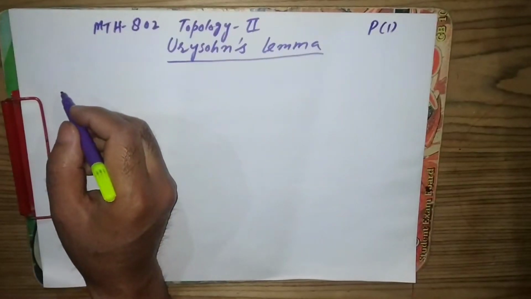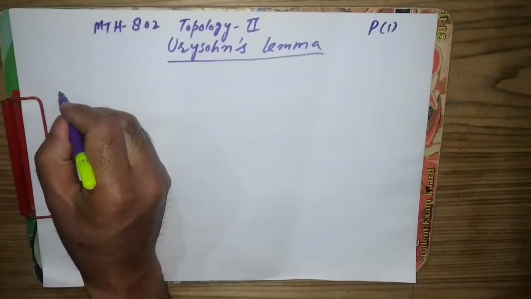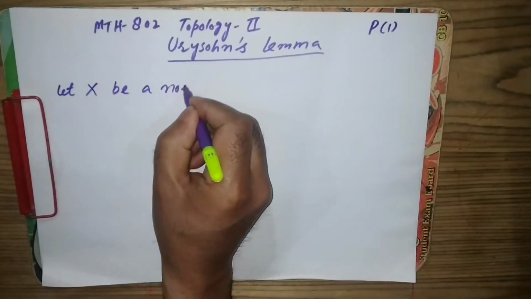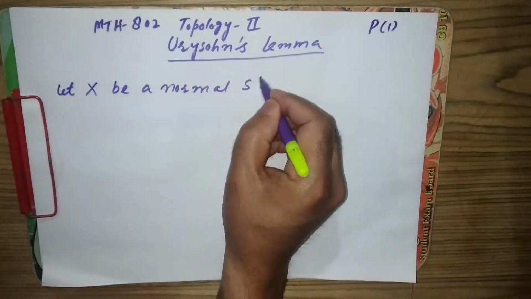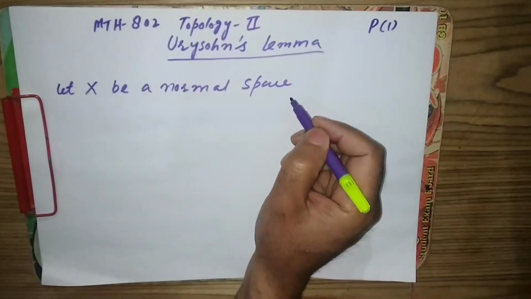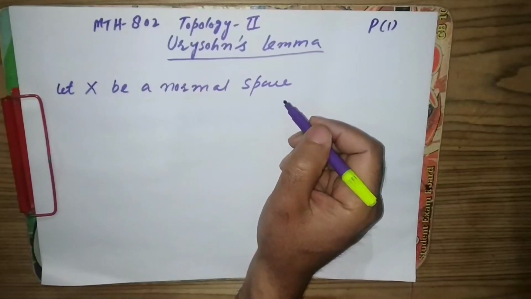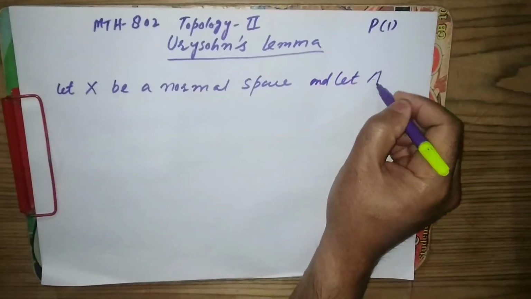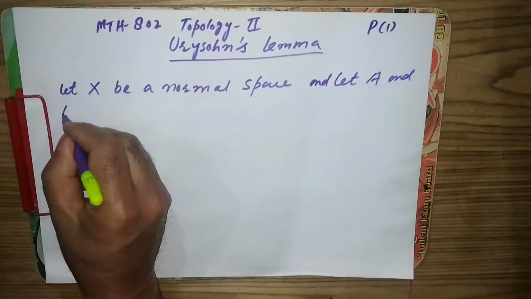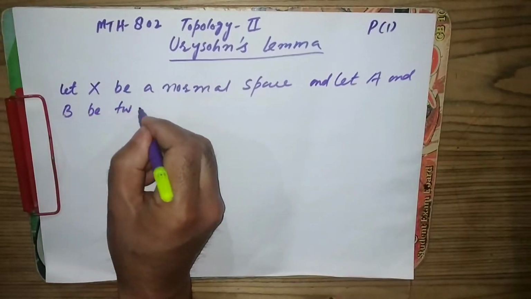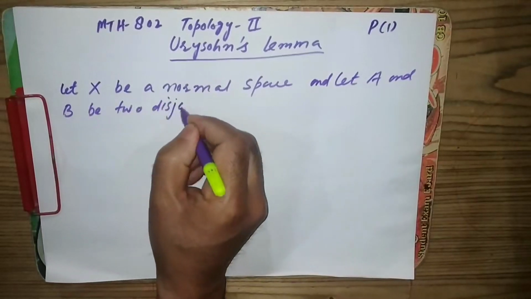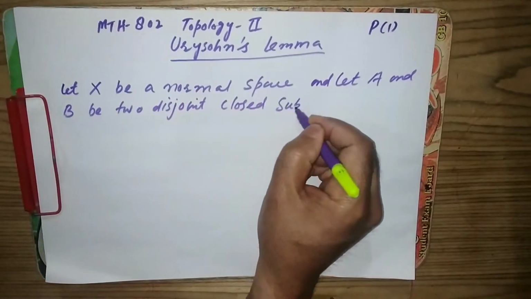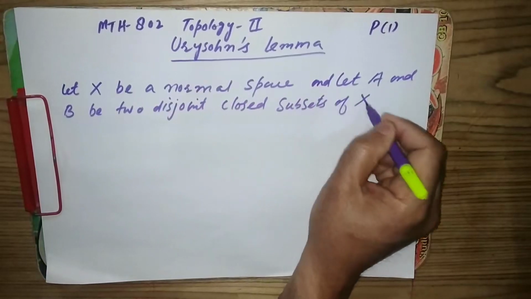It states that let X be a normal space, and let A and B be two disjoint closed subsets of X.